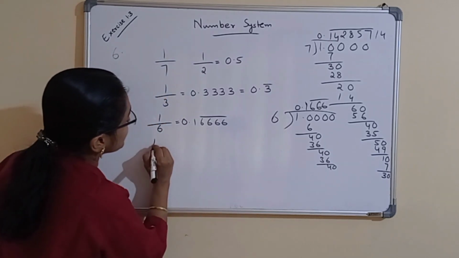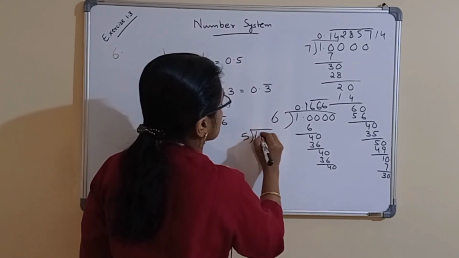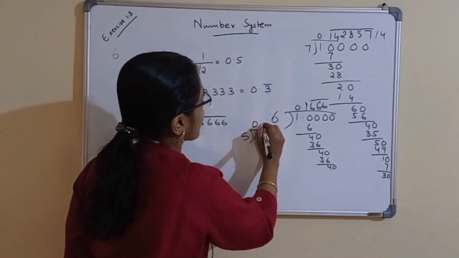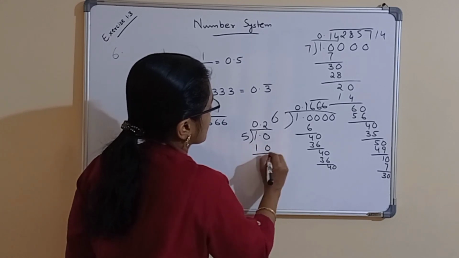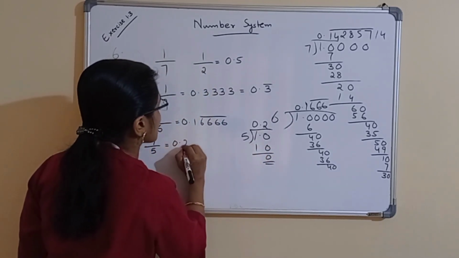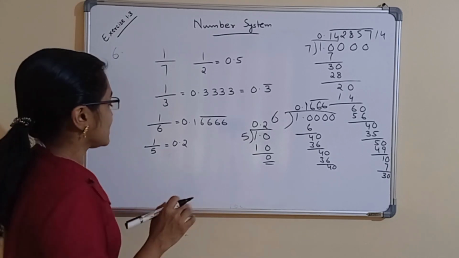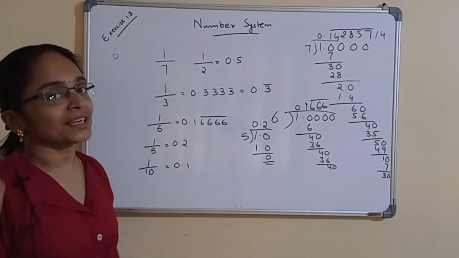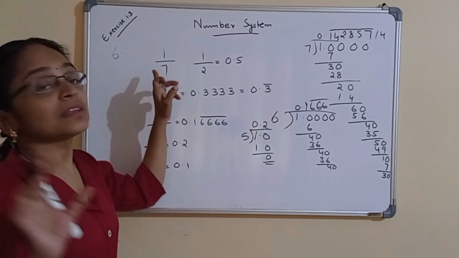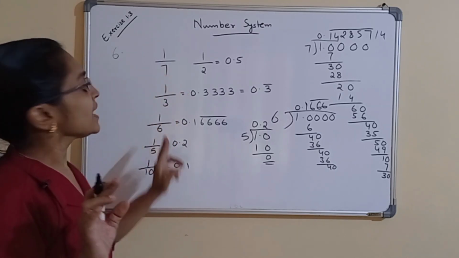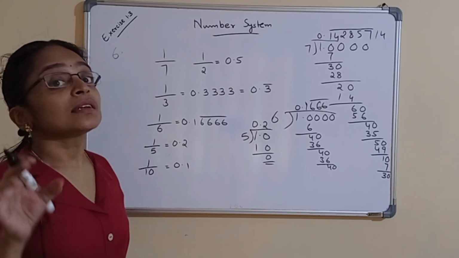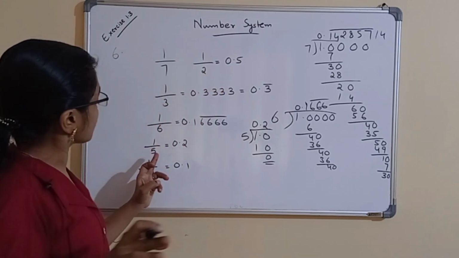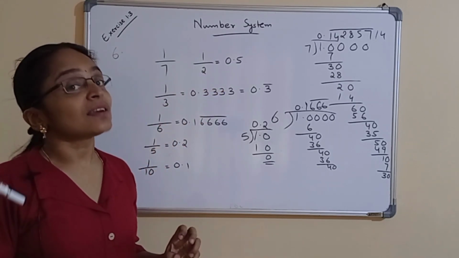Now if we take 1 by 5, in 1, 5 will go 0 times, and in 10, 5 will go 2 times. So we have 0.2. So it is terminating decimal. And if we take 1 by 10, what is it? It is 0.1. It is terminating decimal. And here when the denominator is 7, 3 and 6, it is non-terminating repeating. When the denominator is 2, 5 and 10, it is terminating.